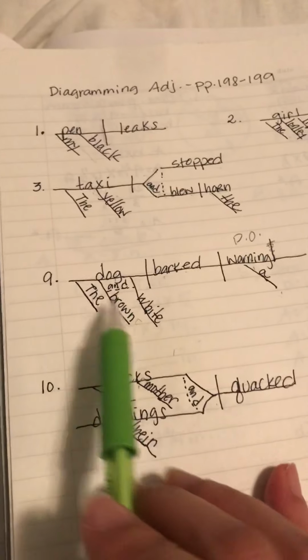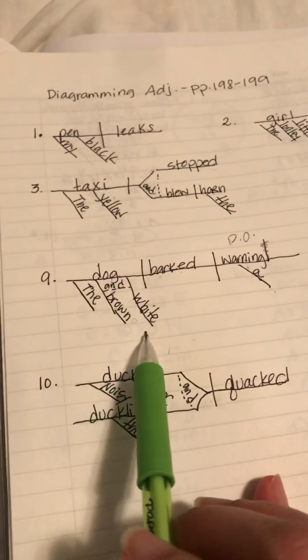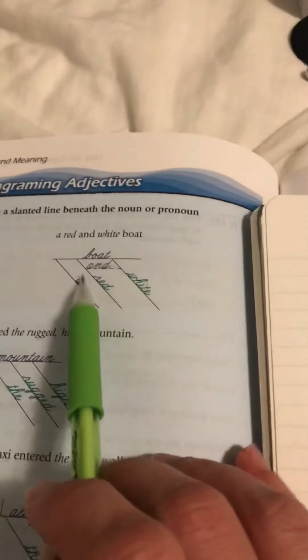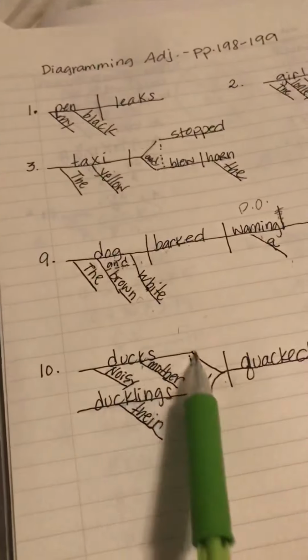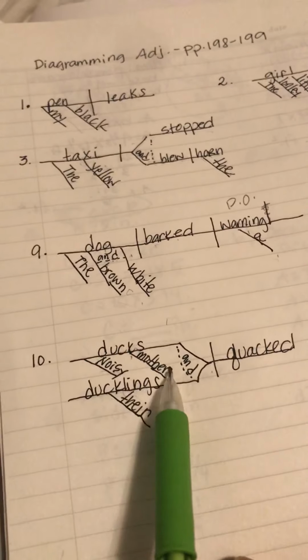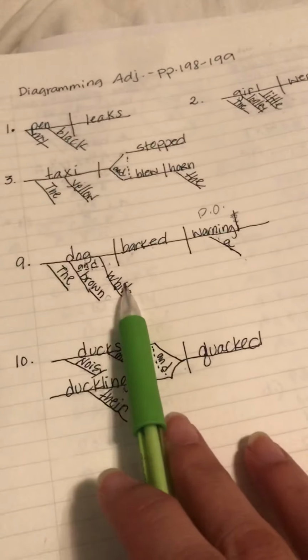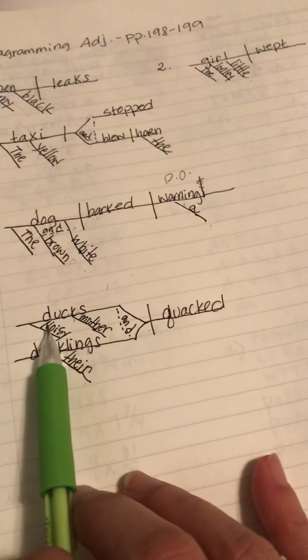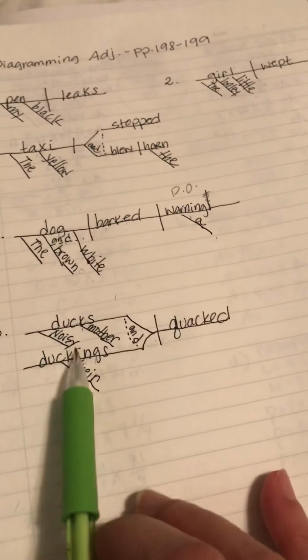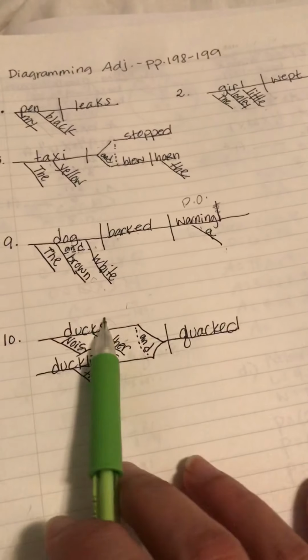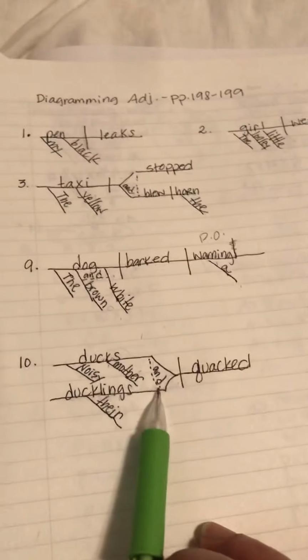The dog, the brown and white. See, there is a compound adjective. That's why there's an and here. That kind of reflects on this section here, okay? So you're going to do that, and then what type of ducks? Noisy mother ducks. What kind of duck? Their ducklings. You see, you got to underline it here and write the adjectives above it in order to do these correctly, okay? Number 10 says, noisy mother ducks and their ducklings quacked. So ducks and ducklings quacked. You see all the different things there. So that's how you diagram it.